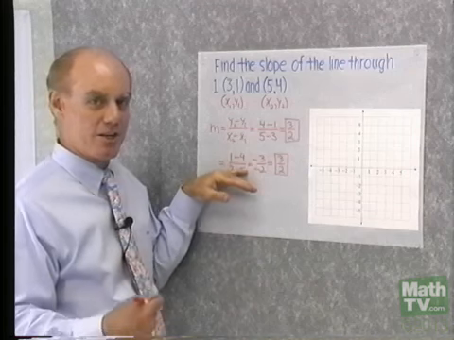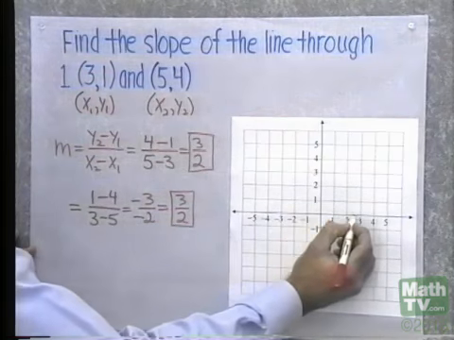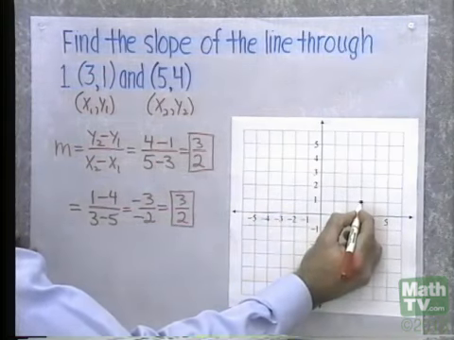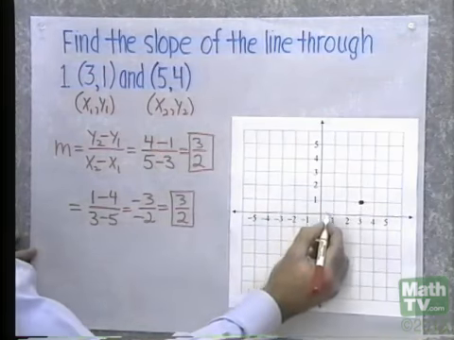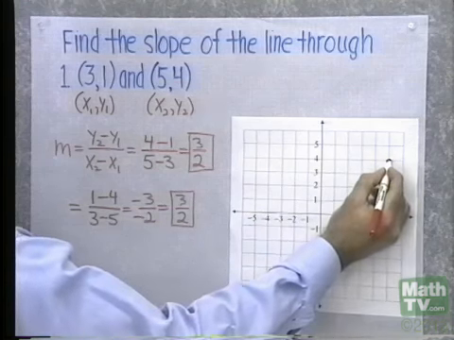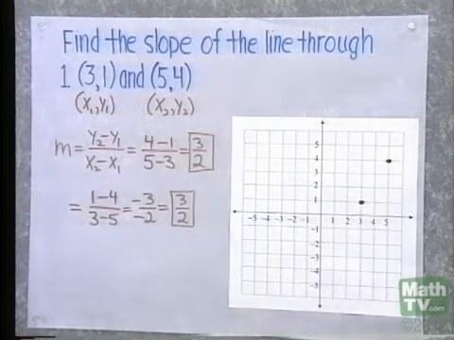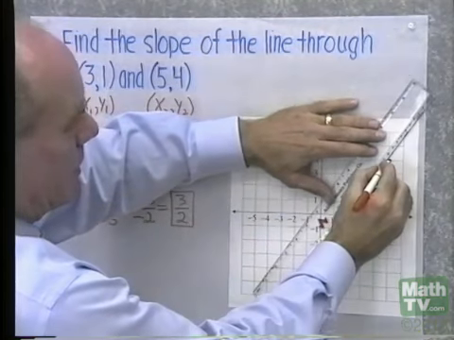Now let's look at the line that goes through these 2 points. So first I'll graph the point x equal 3, y is equal to 1. That's this point right here. Then I'll graph the point x equal 5, y equal 4. So x is equal to 5, y is equal to 1, 2, 3, 4. That's this point. Now I want to draw a line between these 2 points. So that will look like this.